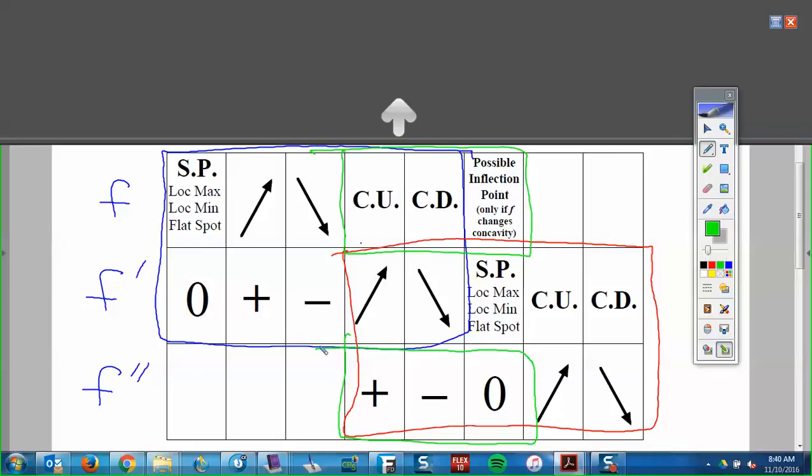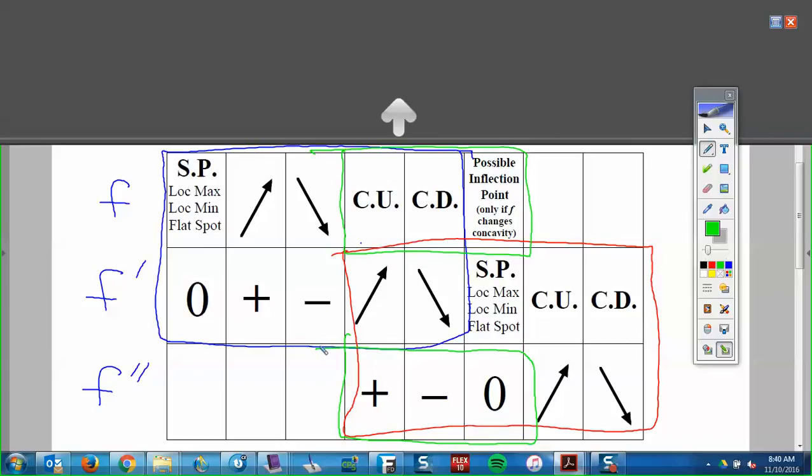Now, Will, you said this a long time ago. You said if F prime had a local max or min, then F had an inflection point. Well, if F prime has a local max or min, isn't F double prime 0? But notice I put possible inflection point. Because if F double prime is 0, does that mean F prime had to have a local max or min?